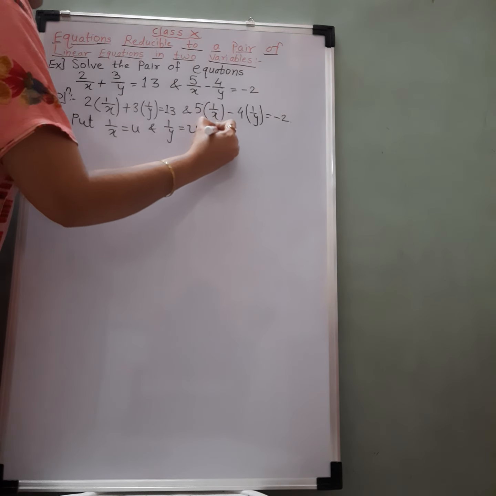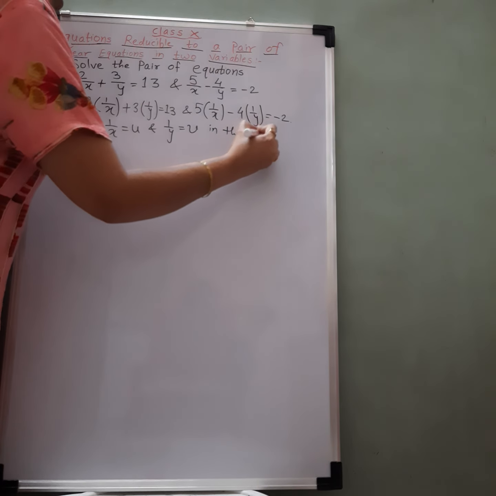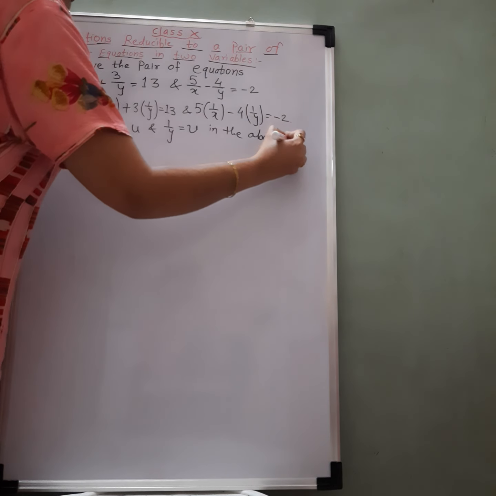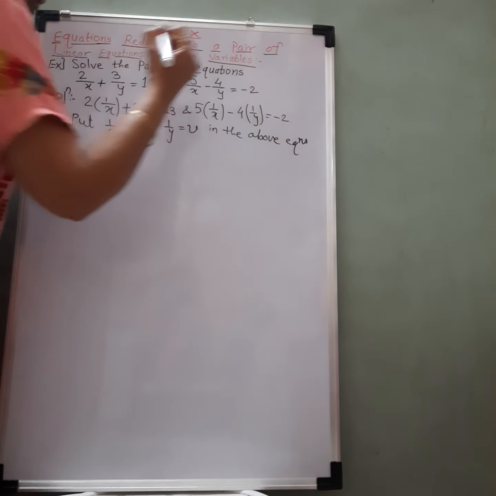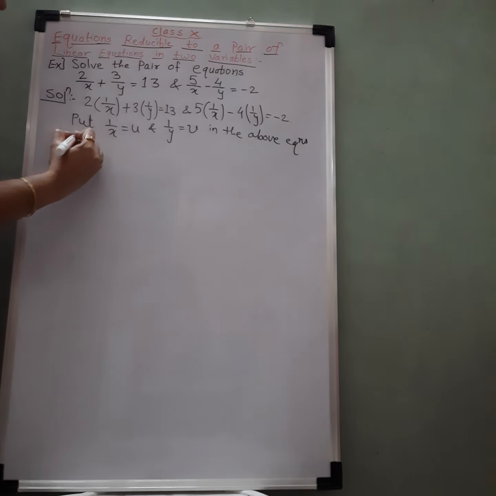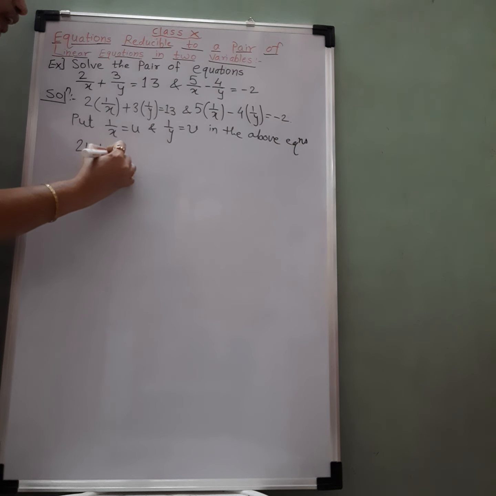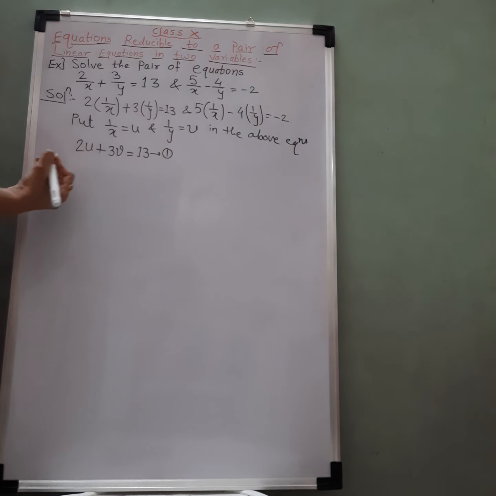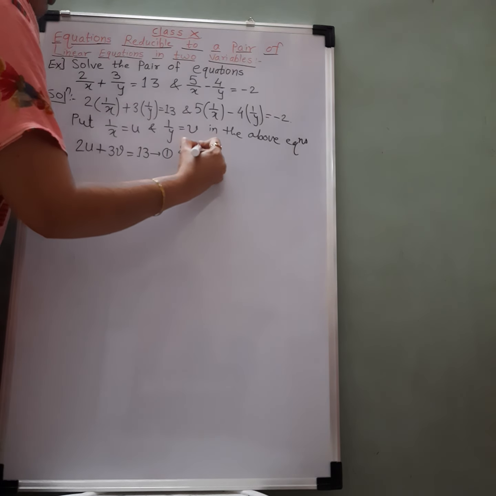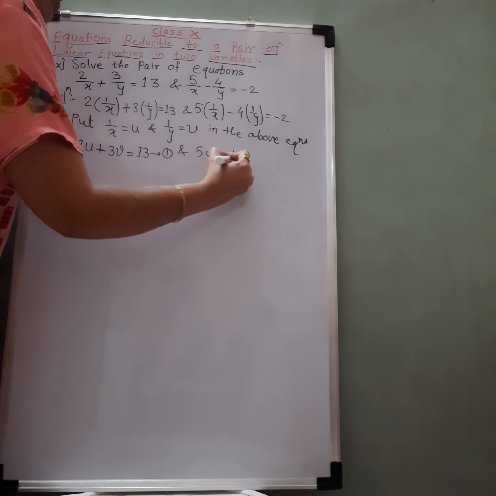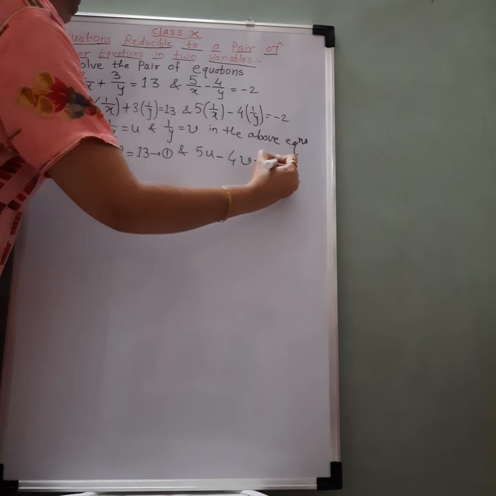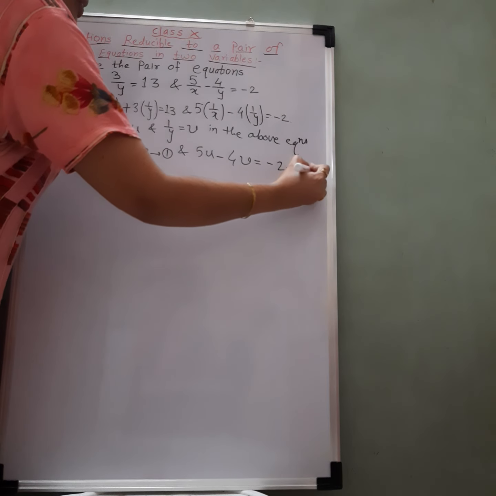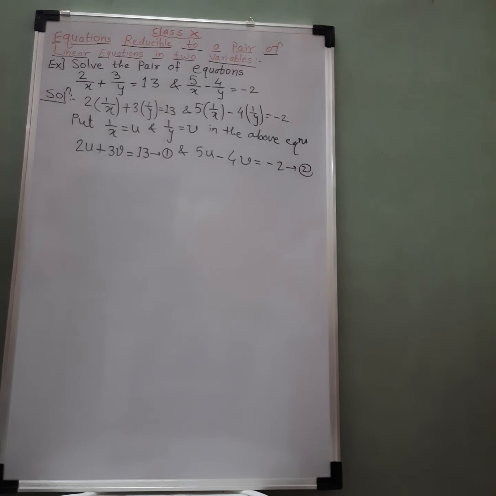In the above equations, we will get the equations as 2u plus 3v is equal to 13. Give it as number 1, and 5u minus 4v is equal to minus 2. Give this equation as number 2.